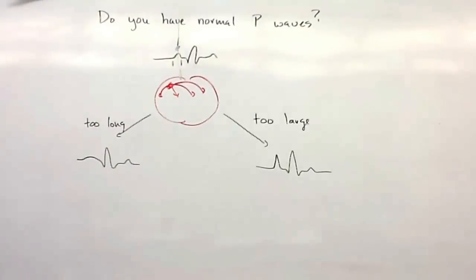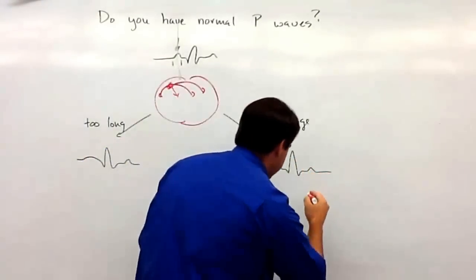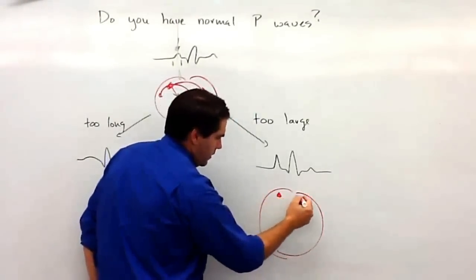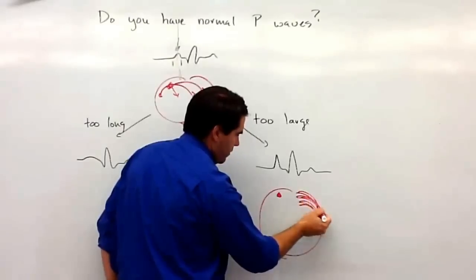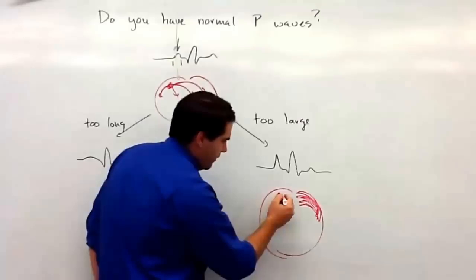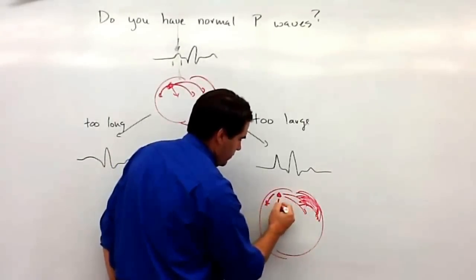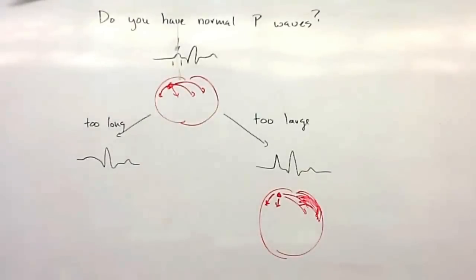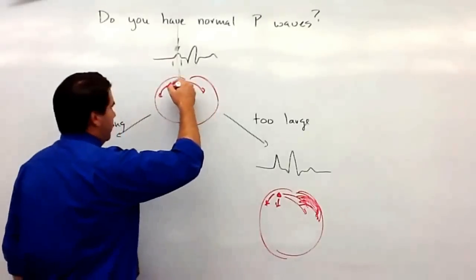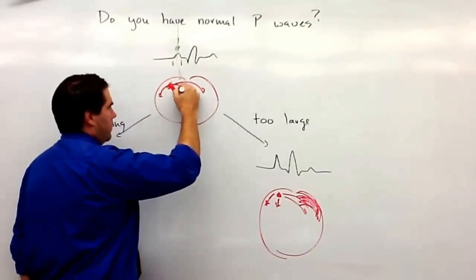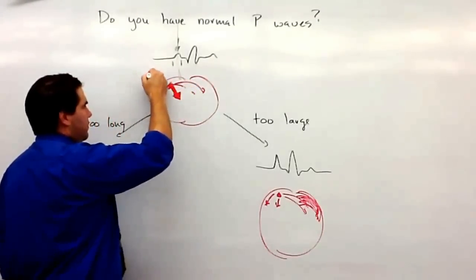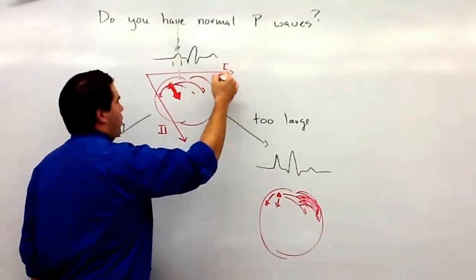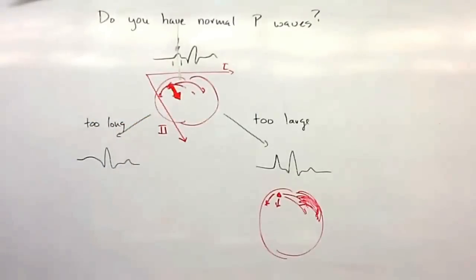What happens when it's too large are a couple of things. The simplest way to think about it is you've added more muscle. If you add more muscle, then you have more voltage. So that can make it larger. The other thing I talked about when we went over ECG was normally this vector is pointing in this direction. And so lead 2 is best able to see it. 1 sees it, but it's more perpendicular to lead 1.